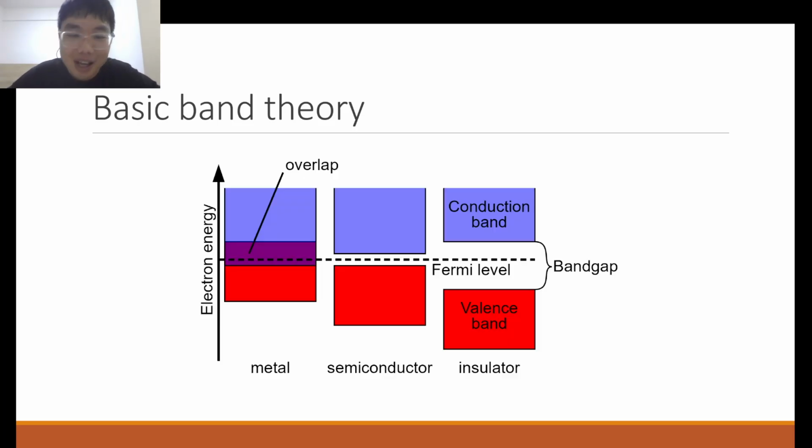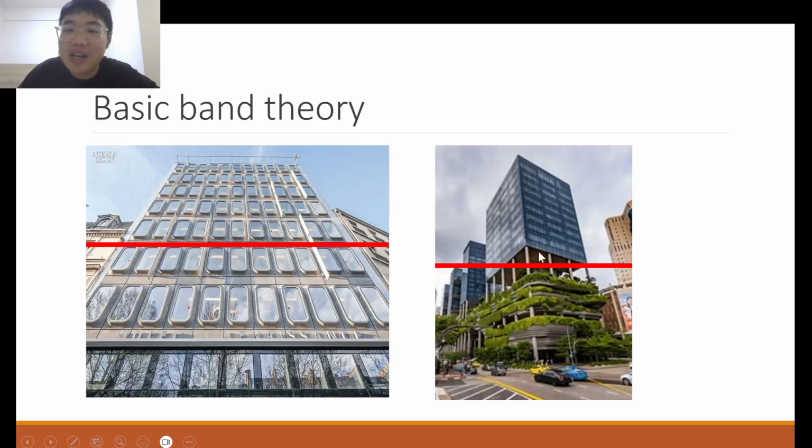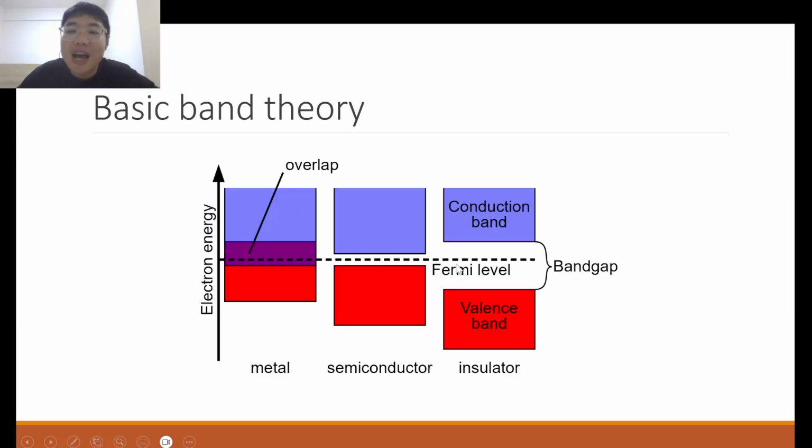So let's take a look at the actual band diagrams of materials. So we see here the insulator is very similar to this interesting building we see over here. And so in the insulator, we have basically your valence band. Your valence band is the one that is actually occupied, filled with electrons, and your conduction band is empty. And so in your valence band, the electrons cannot move. They are fixed in position. Why? Because there's no space around it to move.